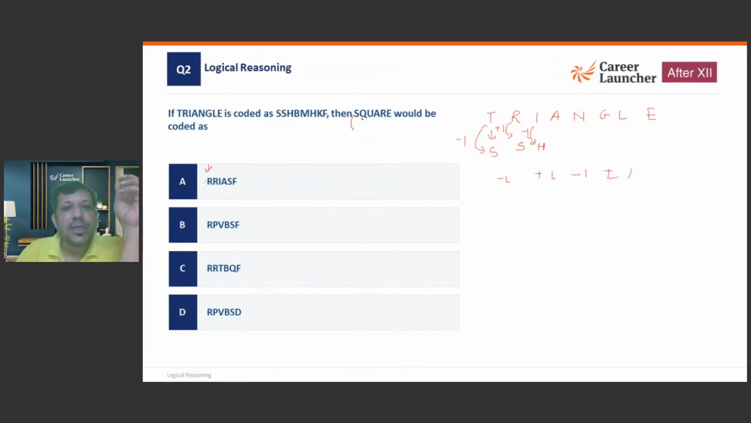So I can say my arrangement is -1, then +1, then -1, then +1. So S, Q, +1, so R. So I am getting R and R. This is rejected. R and R, R and P. This is also rejected. Now, I am not even going to calculate for U, because even if I go by +1 or -1, I am not going to get I. So this option is also rejected. So I am going to get my answer as option C. I hope I am clear.